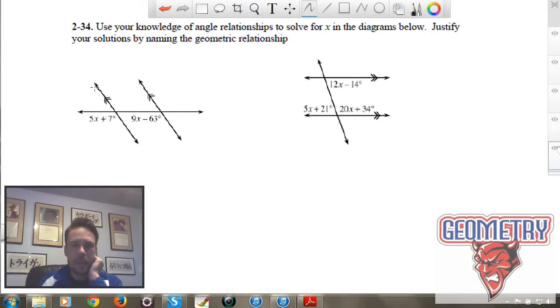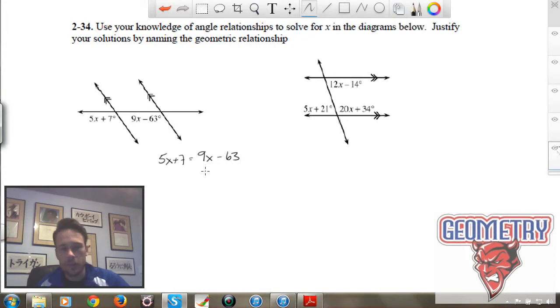angles. We've got parallel lines cut by a transversal. I recognize that those two angles are what we call corresponding angles. And I know that corresponding angles are congruent. They have the same measure. So when I go to set up an equation for this, I'm going to set those two angles equal to each other. So 5x plus 7 equals 9x minus 63.